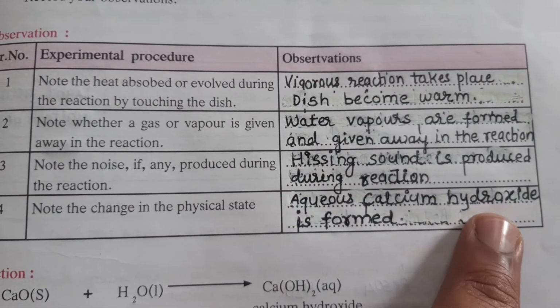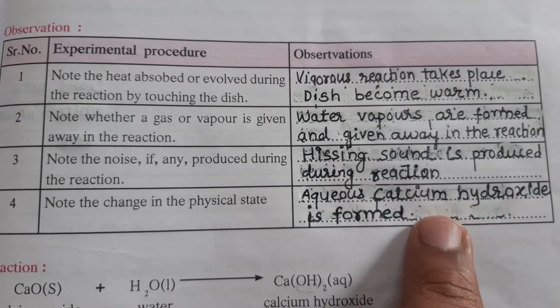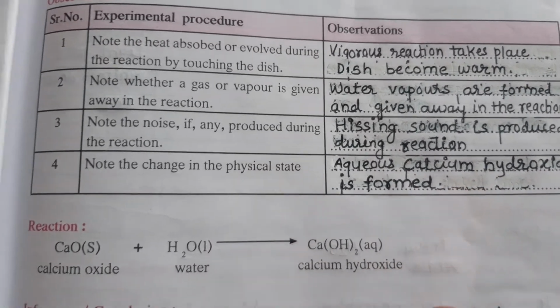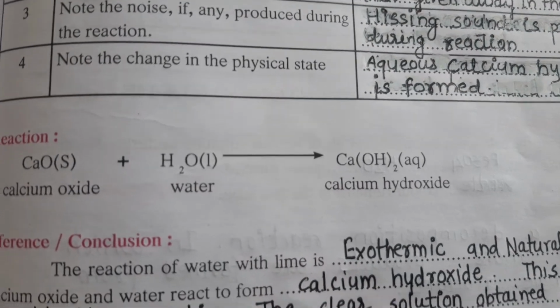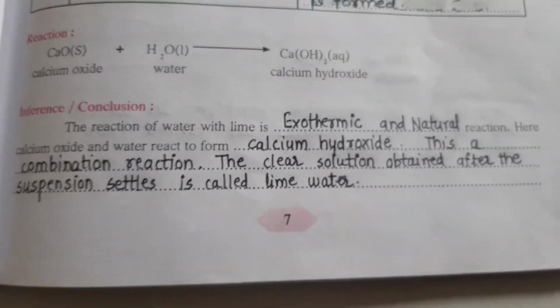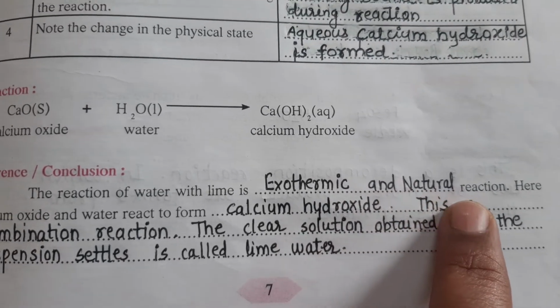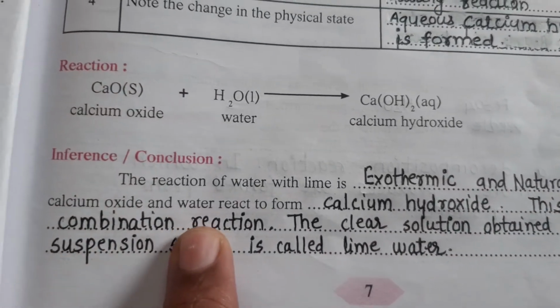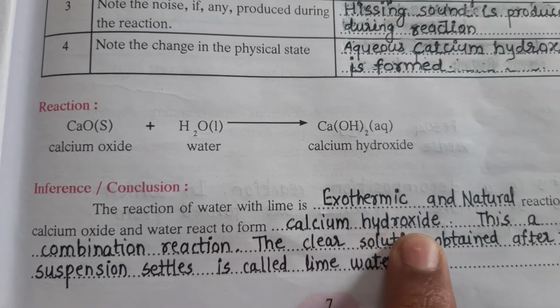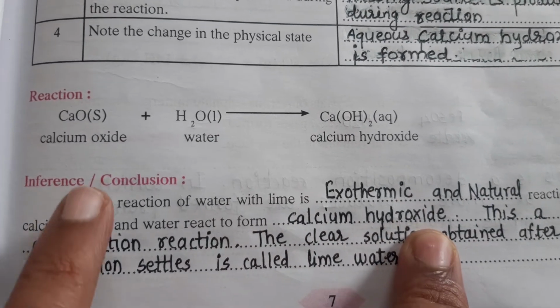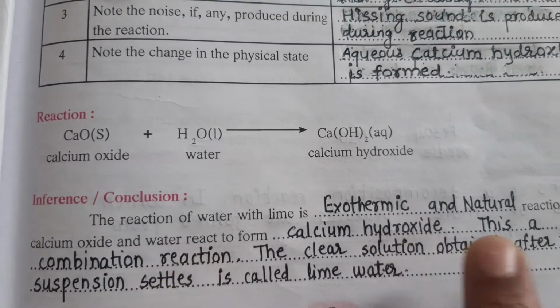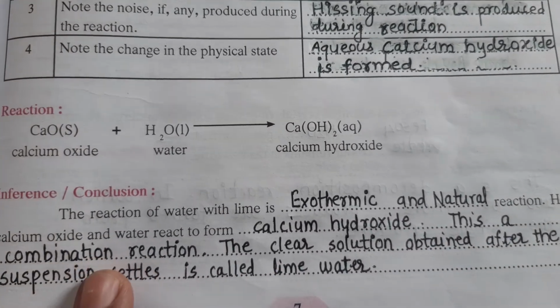Aqueous calcium hydroxide is formed, so you have to note that. This is the reaction that you have to note, and the inference is like this. It is an exothermic reaction, since heat is evolved. Calcium oxide and water react to form calcium hydroxide, and this is a combination reaction.